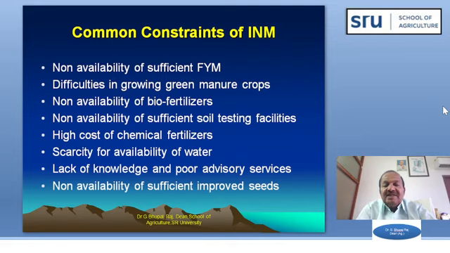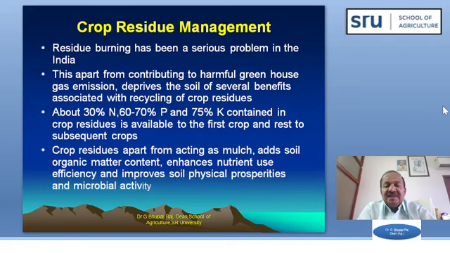Common constraints in integrated nutrient management are the non-availability of sufficient farmyard manure. The organic manures may not be available in sufficient quantities to meet the actual requirement of nutrients, and there are difficulties in growing green manure crops, non-availability of biofertilizers, non-availability of sufficient soil testing facilities, high cost of chemical fertilizers, scarcity of water, lack of knowledge and poor advisory services, and non-availability of sufficient improved seeds. These are the constraints in INM.